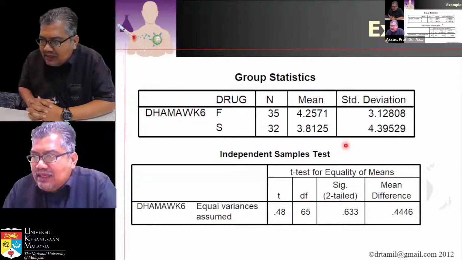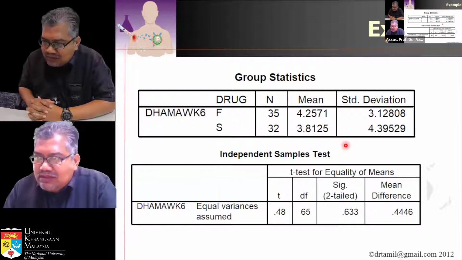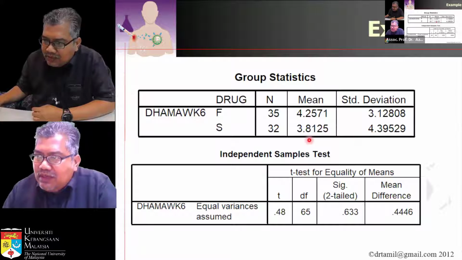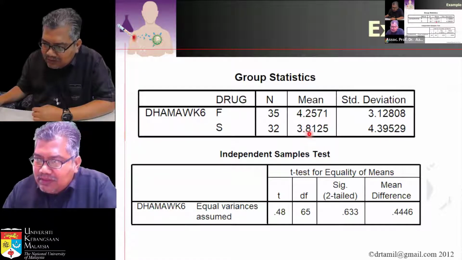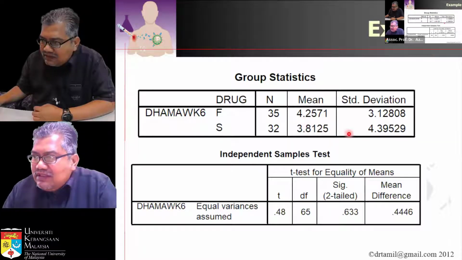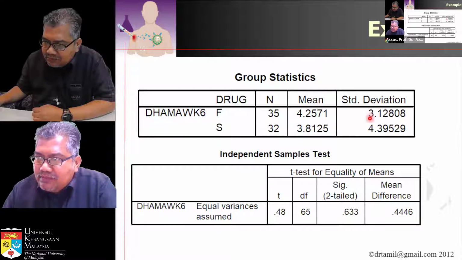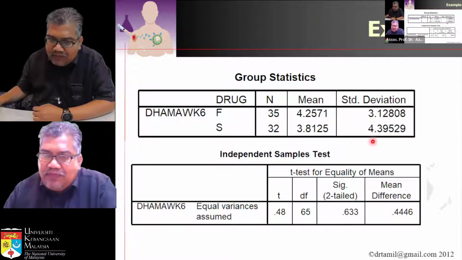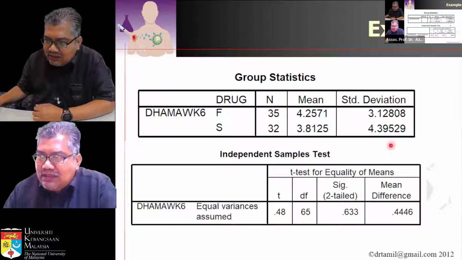And you can see that the difference is not statistically significant. Why? 4.2 and 3.8 is quite small. 4.2 minus 3.8, the difference is 0.4. If the difference is 0.4 and it is smaller than the standard deviation, chances are it will not be significant.